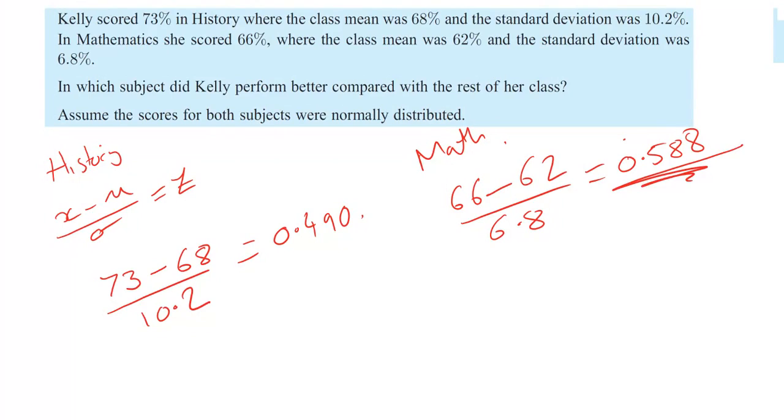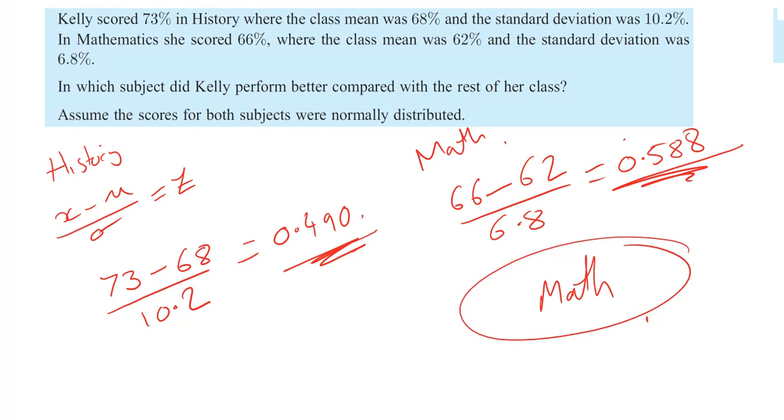Okay, so the question is, what does this mean? Well, let's think of it like this: in math, she scored 0.588 standard deviations above the mean. And in history, she scored 0.490 standard deviations above the mean. So therefore, she did better in comparison to her peers in math, because we are further away from the mean in math than we were in history.